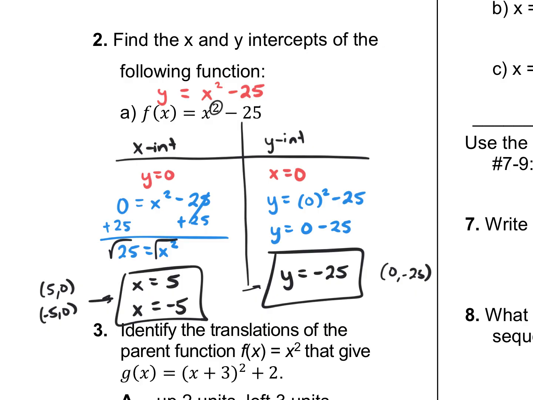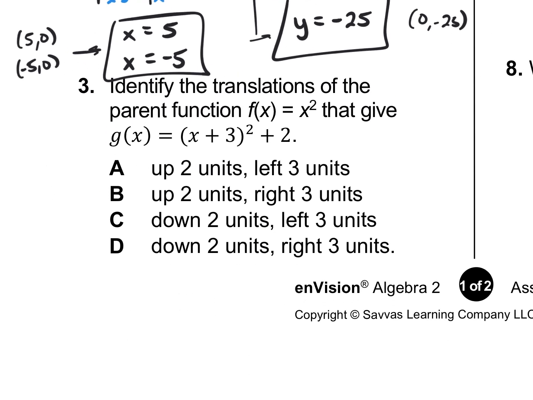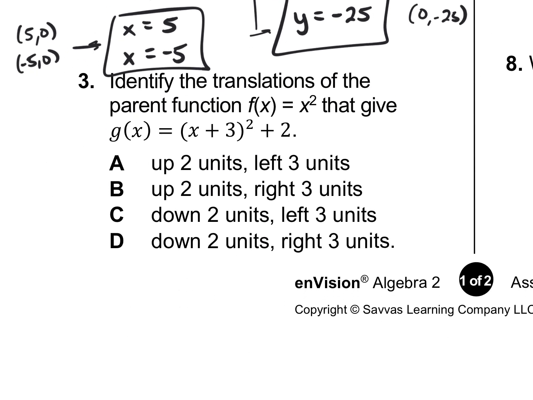Okay. All right. Number 3, it says identify the translation of the parent function f of x equals x squared, and then they give us a new function. What does the word translation mean? If I tell you to translate something, like the line, it's like to move, right? So some of you said slope, which is correct because we're moving it, right? However much. So translation means how much it's moving from the original.